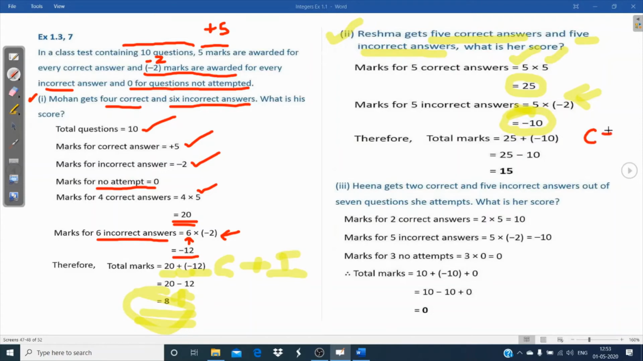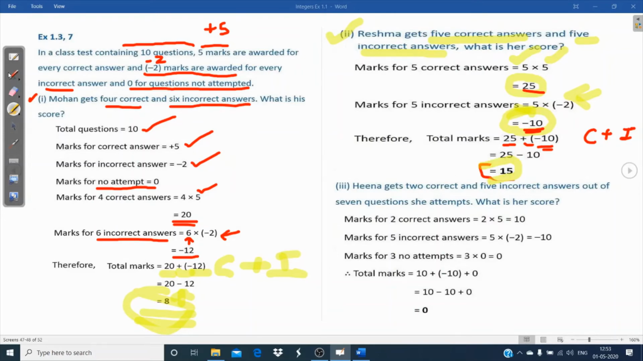So again, her total score will be what? Correct plus incorrect. Now the correct marks score is 25. Now incorrect is minus 10. So 25 minus 10. What will you get here? 15. So here the final answer is 15. Your final answer is 15.